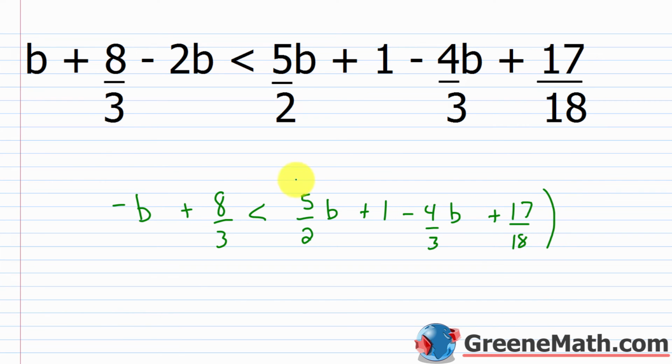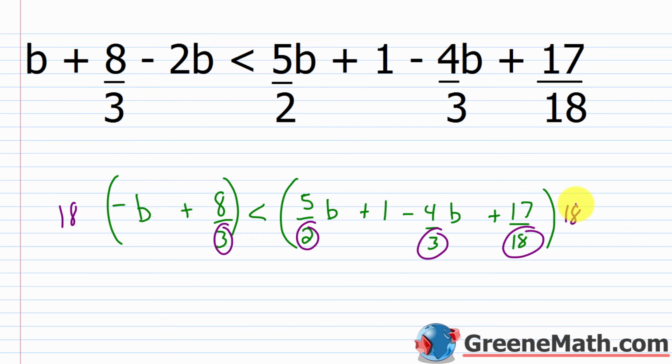What would my LCD be here? I'm looking at denominators of 3, 2, 3, and 18. Obviously, it's going to be 18. So we're going to multiply both sides of the inequality by positive 18. So I don't need to flip anything. 18 times negative b is negative 18b plus 18 times 8/3. 18 would cancel with 3 and give me 6. 6 times 8 is 48.